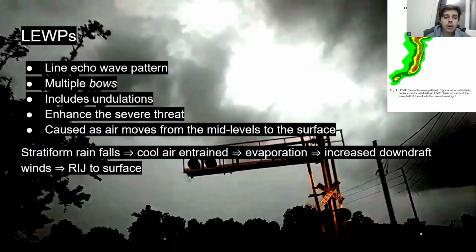These will increase the severe threat, and they're caused as air moves from the mid levels to the surface. In the process, stratiform rain falls, the cool air is entrained, there's evaporation taking place, increased downdraft winds, and the RIJ to the surface. We are going to talk about what the RIJ is in a second.